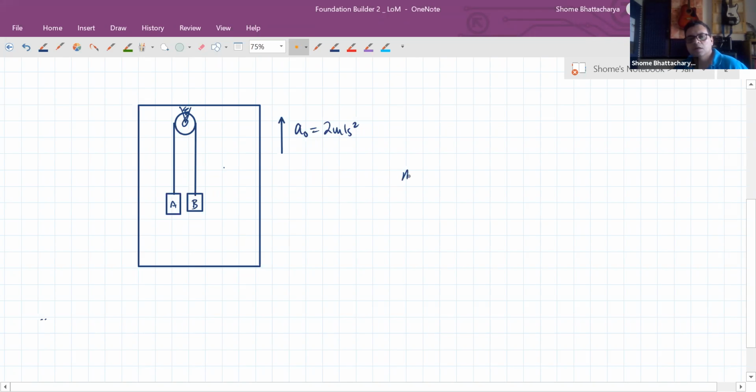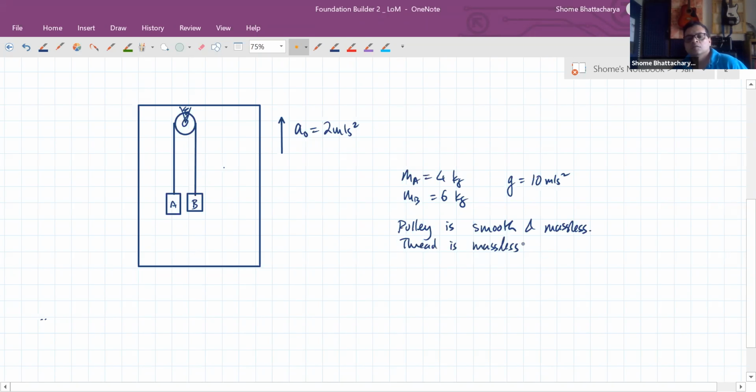So given the mass of the block A is, let us say, 4 kilograms, mass of the block B is 6 kilograms, and acceleration due to gravity is 10 meters per second square, and the pulley is smooth and massless. The thread is also massless, and the elevator moves with uniform vertical acceleration.